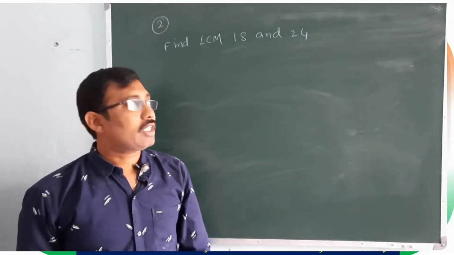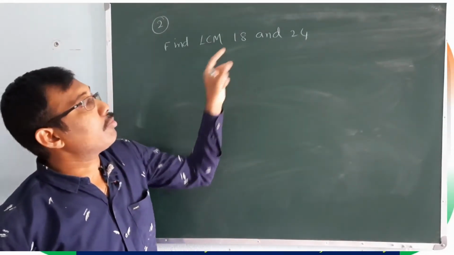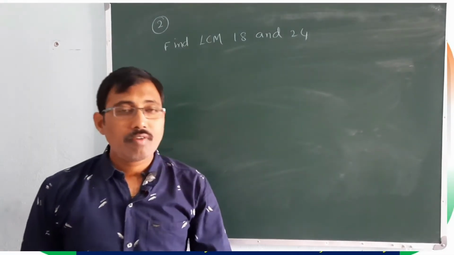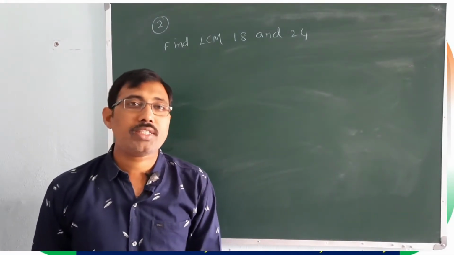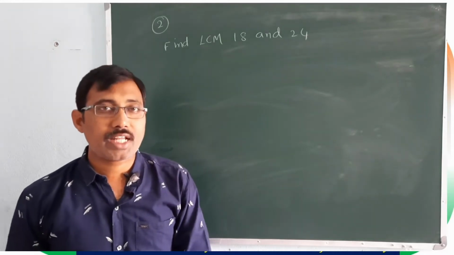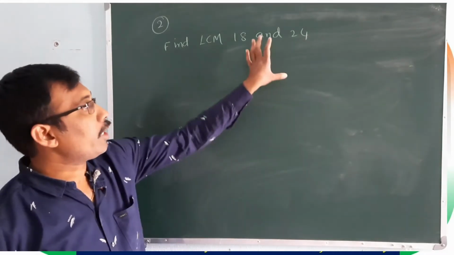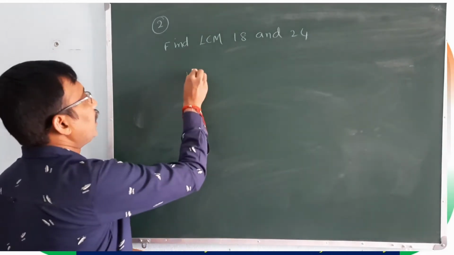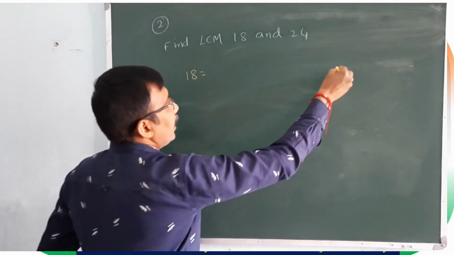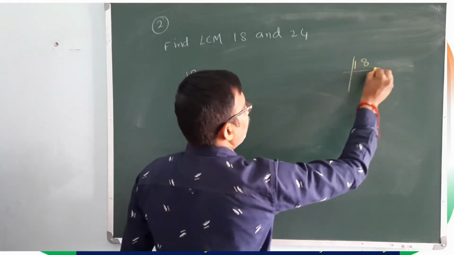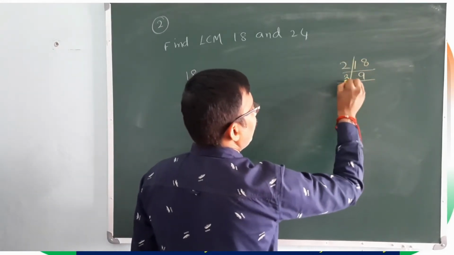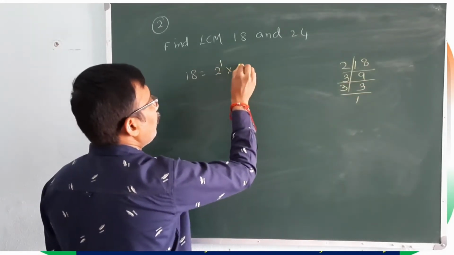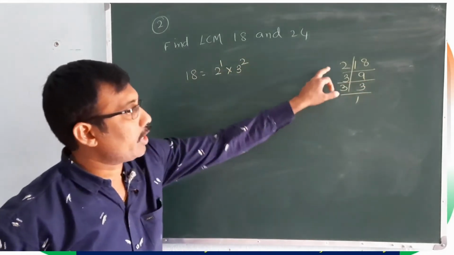Prime factorization method. Here is the first example: LCM of 18 and 24. First of all, write the given numbers. The first step is to express the given numbers in prime factorization. You know that 18 is 2 times 9, 9 is 3 times 3, so 18 is 2 to the power of 1 into 3 to the power of 2.